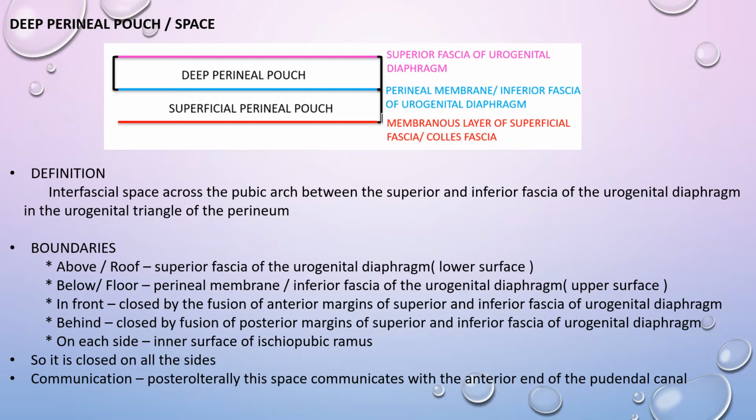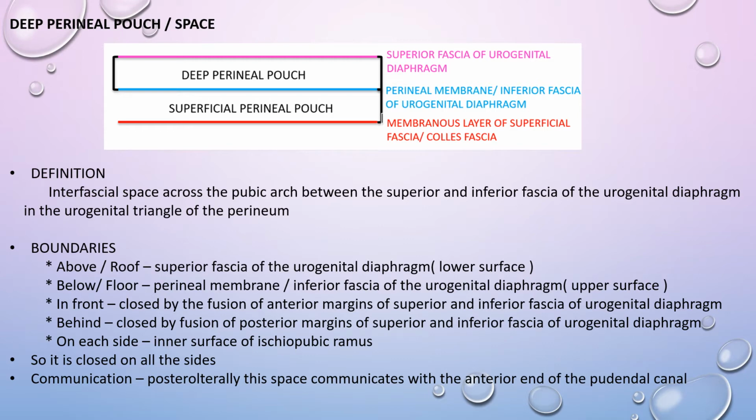Anteriorly, the space is closed by the fusion of the anterior margins of superior and inferior fascia of urogenital diaphragm. Posteriorly, the space is closed by the fusion of posterior margins of superior and inferior fascia of urogenital diaphragm. On each side, it is bounded by inner surface of the ischiopubic ramus. So, the space is closed on all the sides.